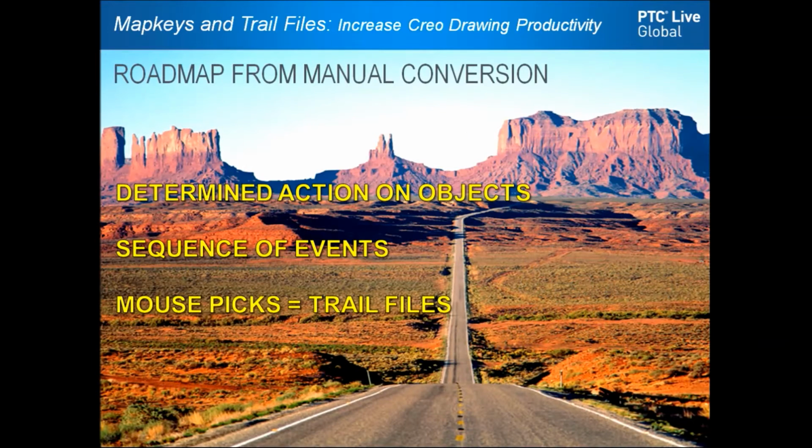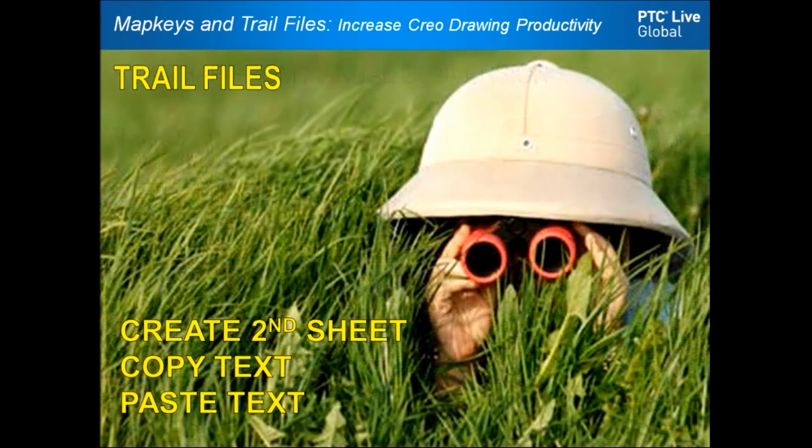Manually converting the drawing gave me a roadmap on which I determined the action on the objects, the sequence of events, and which mouse picks would equal trail files. So let's take a look at creating trail files. We're going to create a trail file of a second sheet, copying text, and pasting text.